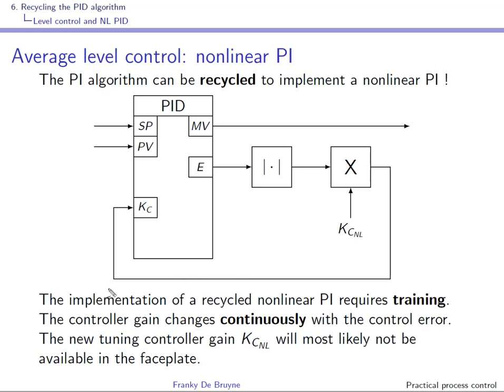Well, this implementation and the tuning of this recycled nonlinear PI requires training. This gain has to be chosen not too big, and also you have to beware of the integral time constant. So start with integral time constants that are sufficiently high and decrease if necessary.